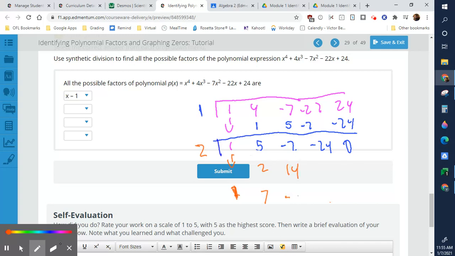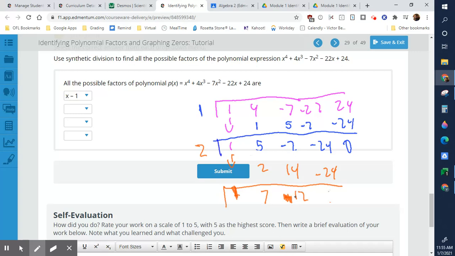So I'm going to try to stop metagaming. Let's do the first one. So it's a +3, so we're going to try a -3. So if x plus 3, we're going to try a -3. So I'm going to switch back to blue to show what I need to erase. So we're going to try a -3. We're going to bring down the 1, -3, add those, that's a 4, -3.